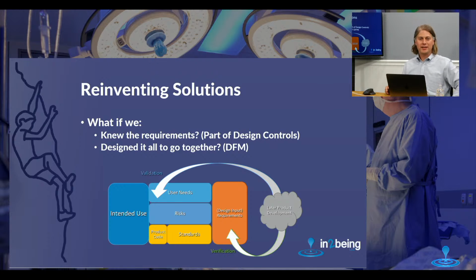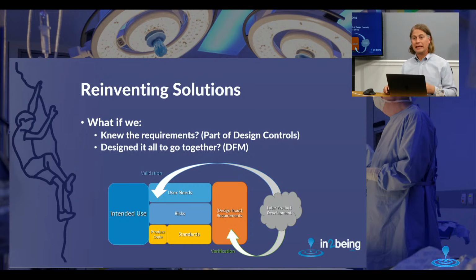Now, it's always fun to reinvent the wheel, to reinvent solutions. And you can stop here and think to yourself, oh yeah, this is the problem. What if we knew the requirements? If we had something, maybe we could call it design controls. Well, that'd be great. It's already there. We should definitely use it. What if we actually spent some time thinking about how to design it all to go together, if we thought about what the manufacturer's needs were so that we could address them and we could make sure that everything comes together in the end? That's a great idea. Well, we would be reinventing the wheel. It's important to just recognize that those techniques do exist.